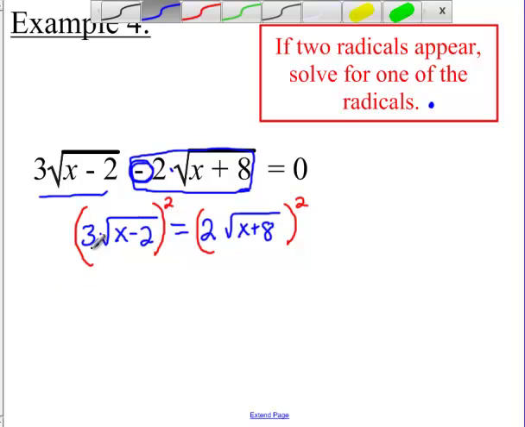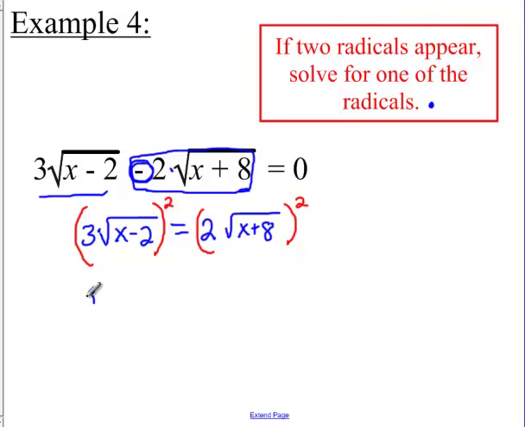So let's try it. 3 squared? 9. Square root of x minus 2 quantity squared? X minus 2. Now notice I'm putting that in parentheses to remind you that this 3 was multiplying everybody in here. So when the square and the radical cancel out, we still have a quantity there. On the right side, square 2 and you get 4. Square root and square are gone. We just get x plus 8. Look how easy the problem is now.